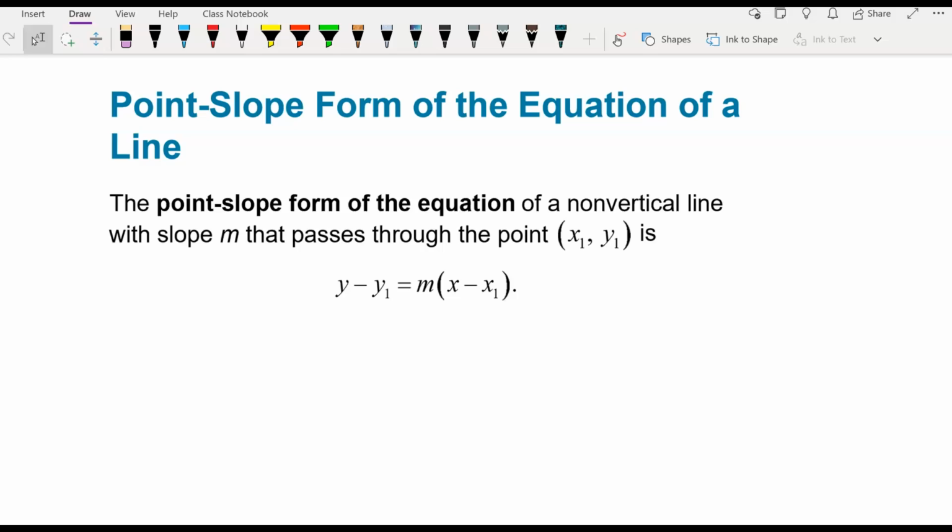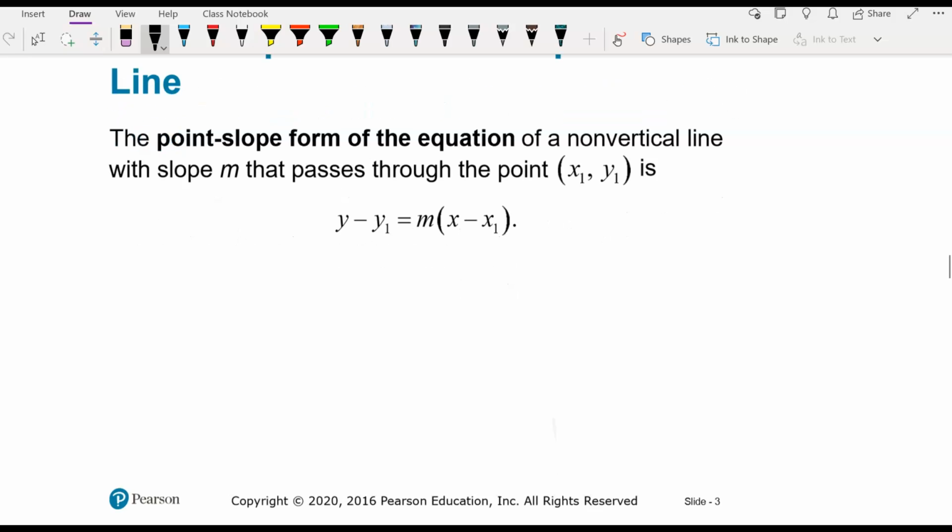Point-slope form of an equation. This is the point-slope form of the equation of a non-vertical line with slope m that passes through the point x1, y1. So this is your point-slope formula.